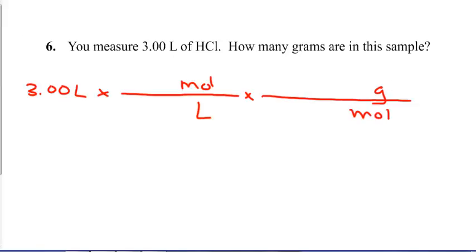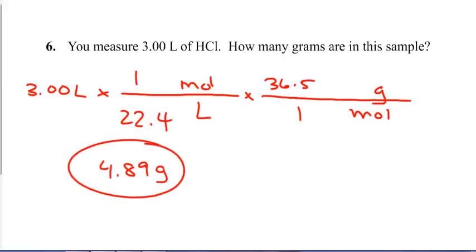Bottom follows the top, so liter comes down here, mole comes down here. Put your numbers in. 1 for mole, 22.4 for liters. The GFM is 36.5, again round to the 10th place. Hydrogen is 1 and chlorine is 35.5. When you divide on the bottom and multiply on the top, you end up with 4.89 grams with 3 significant figures. Try to set up number 7 on your own.